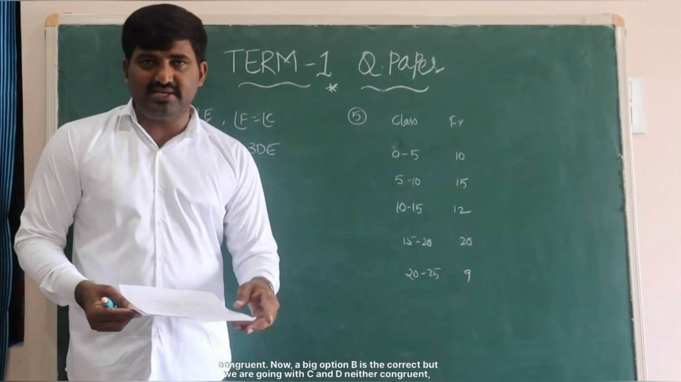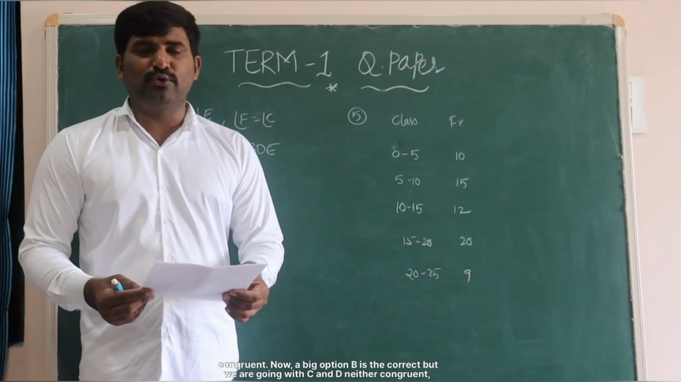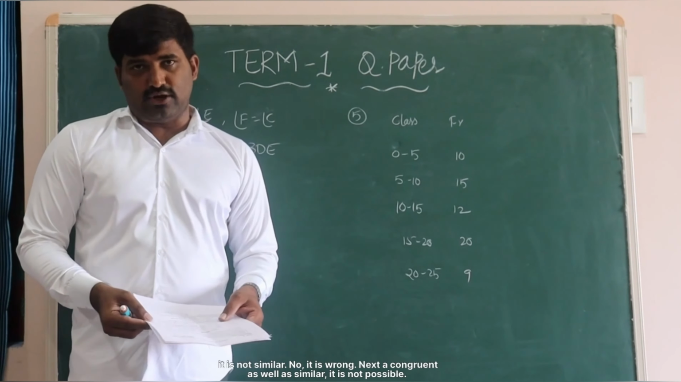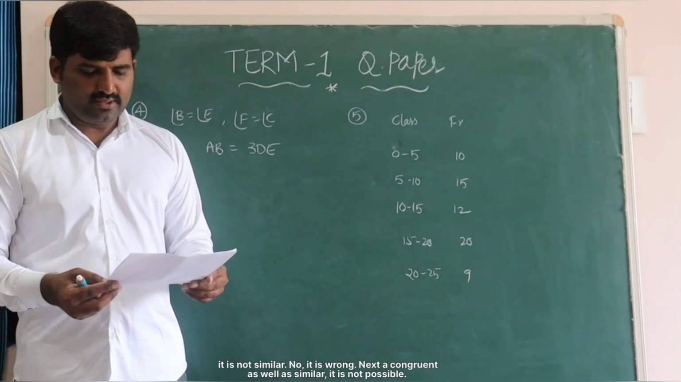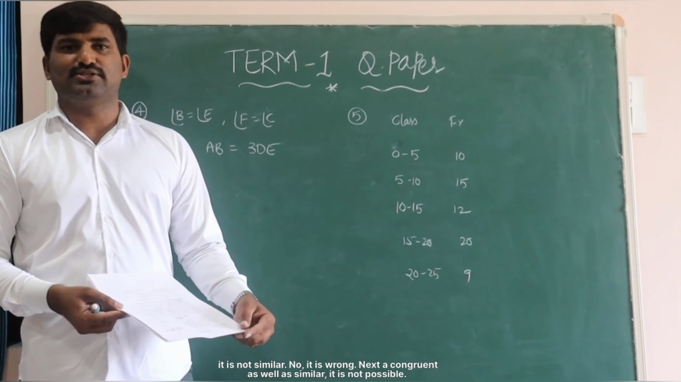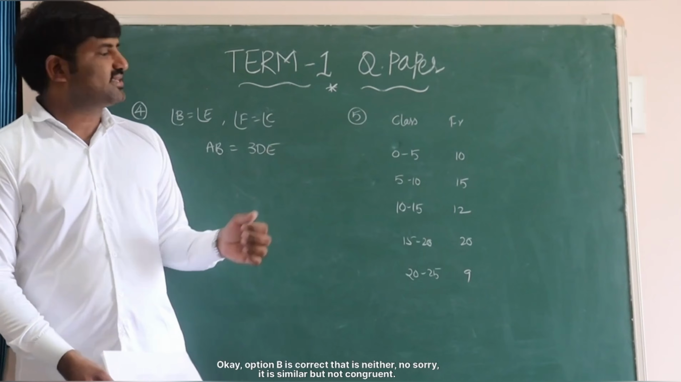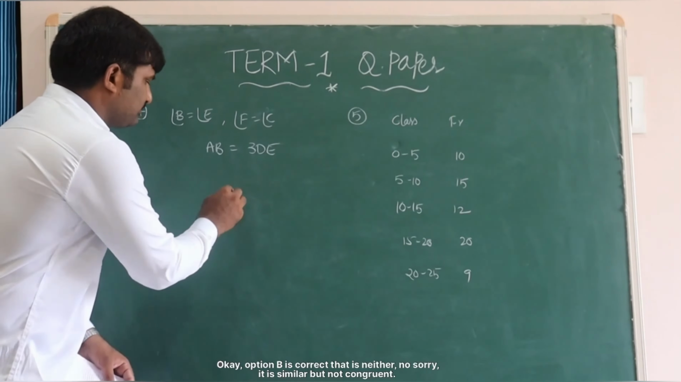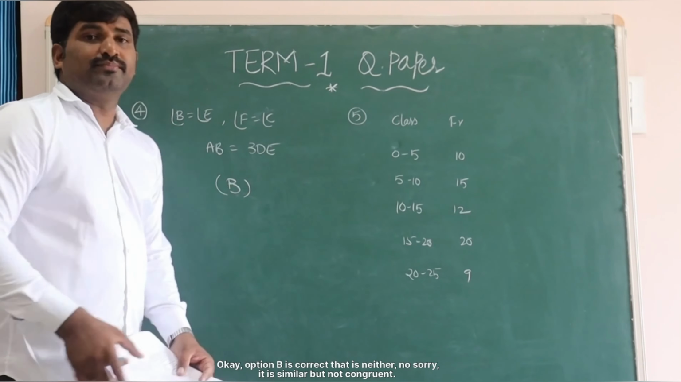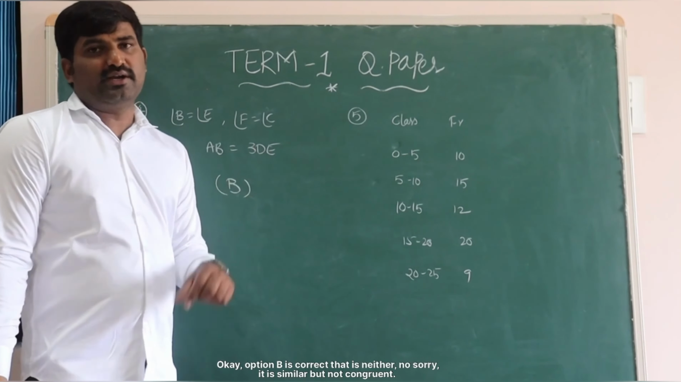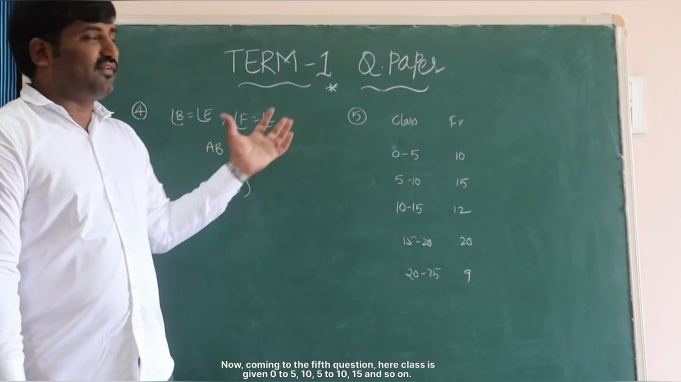Now option B is the correct one, but we are going through C and D also. Neither congruent nor similar, no, it's wrong. Next, congruent as well as similar, it's not possible. Okay, option B is correct. It is similar but not congruent.